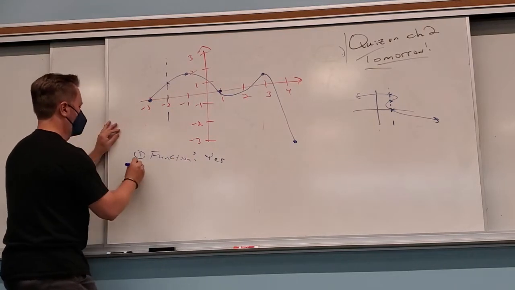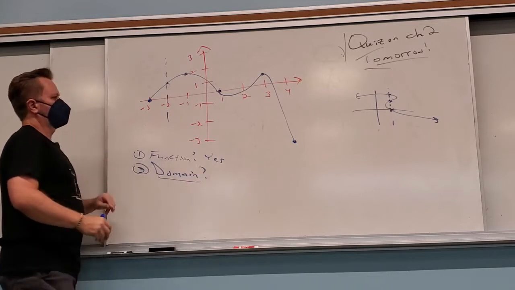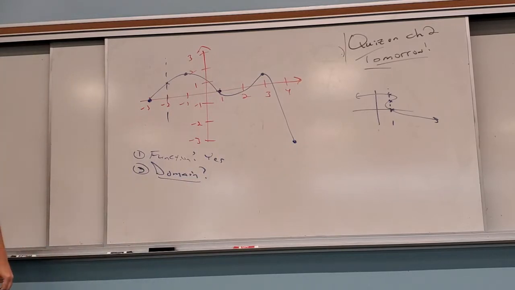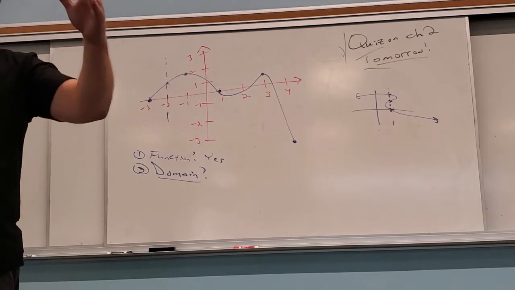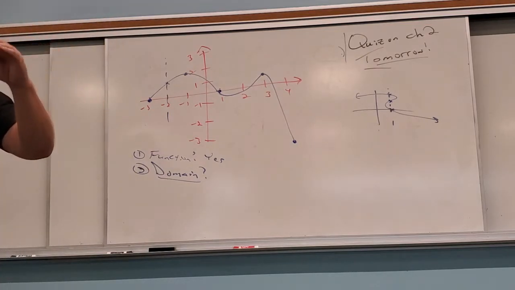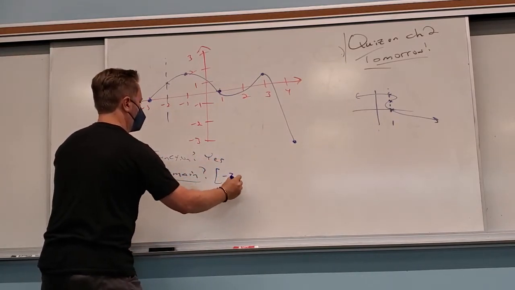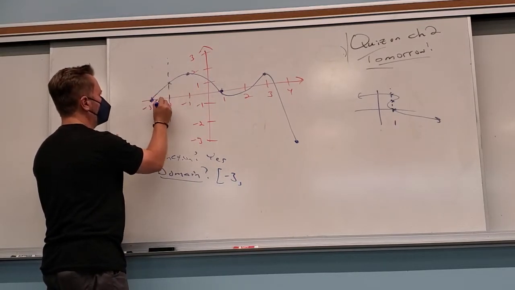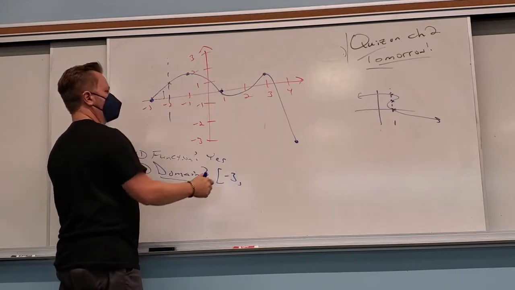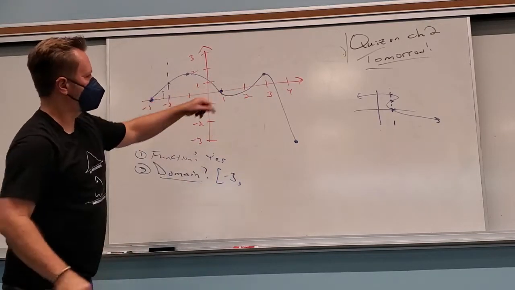So 1, function, yes. 2, what's the domain of this function? So what's the domain related to? Which variable? X, or the input, but generally x. So what x's am I allowed to use, or what x's have outputs? What's the smallest x that has an output? -3. Up to, and it's connected, so it includes every number in the middle. Every one of these numbers has an output. So the last thing that has an output is 4. Yeah, it looks like it wants to be 4. It's a little crooked because I'm right here, so you gotta give me a little board license.